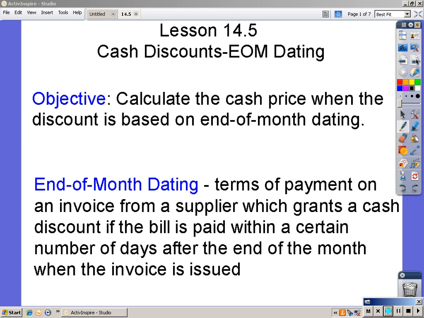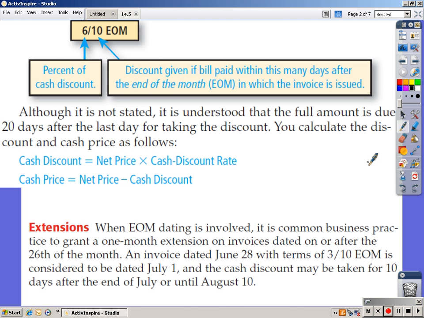Okay, moving along. All right, now, we get to this part, and it says 6/10 EOM. The 6 represents the percent of the cash discount. The 10 EOM is the discount given if the bill is paid within this many days after the end of the month in which the invoice is issued. All right, now, although it is not stated, it is understood that the full amount is due 20 days after the last day for taking the discount.